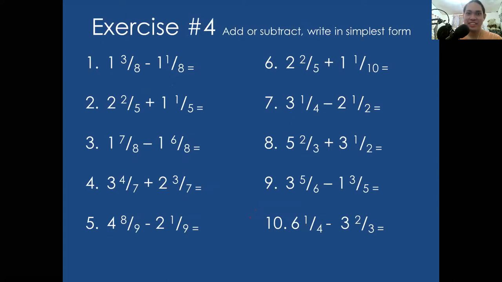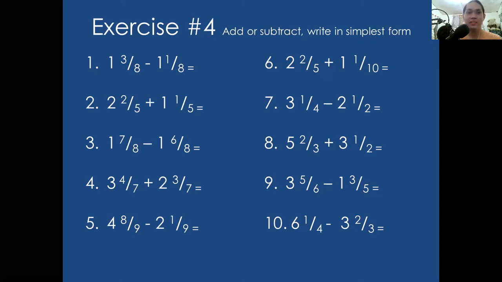So let's do exercise number 4. I want you to add or subtract and write in simplest form. Please be reminded that it is a must that you write the solution in your notebook and check if the answers are all correct.